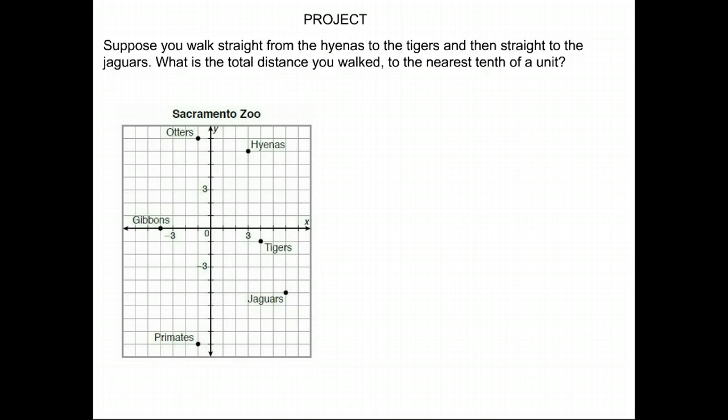Alright, so let's work on the project. The project has a graph like this, and it asks you a question about distance. Now, I changed what we were working from so that we weren't doing the exact question on the project. Which two things look like they're the closest together? Which two things are the shortest distance? This is a zoo, and it shows the distance between everything.